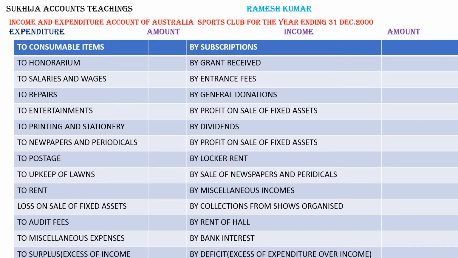To entertainment, because in these clubs parties are organized to develop more contacts, therefore expenditure on entertainment is incurred. To printing and stationery, any form is to be got printed or any stationery is to be bought for the organization. Whatever expenditure we have incurred on that is called printing and stationery.